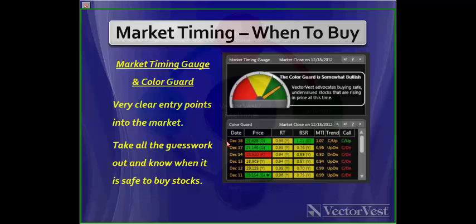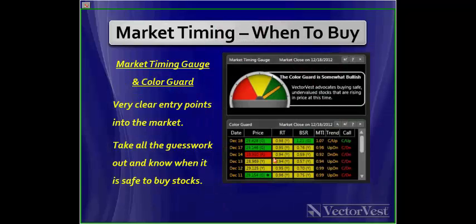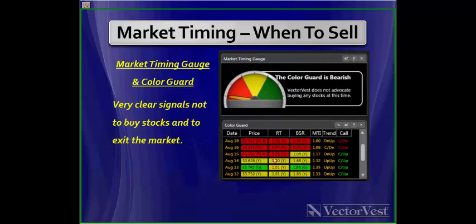First component, it's all about knowing when to place your trades. So you're going to get the market timing gauge and the color guard, those are the names that we give them, every single day, and you're going to get very clear entry points into the market. All the guesswork will be removed, and you'll know when it's safe to buy stocks. You'll also know when to exit the market. Once again, you'll have that market timing gauge and color guard, always giving you very clear signals when you should not be buying stocks and when you should exit the market.